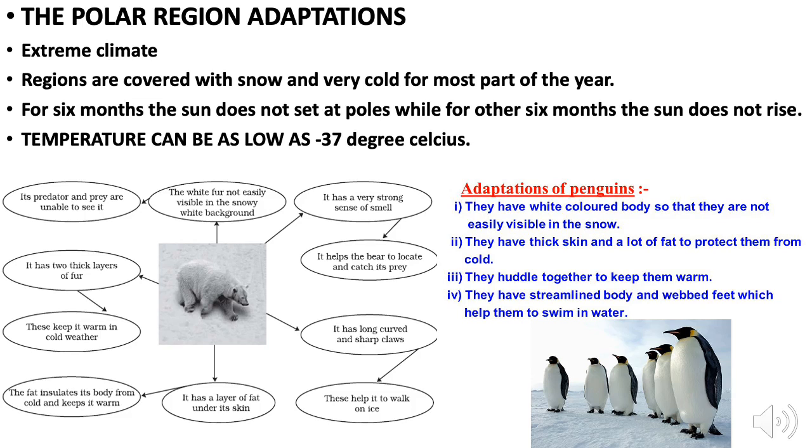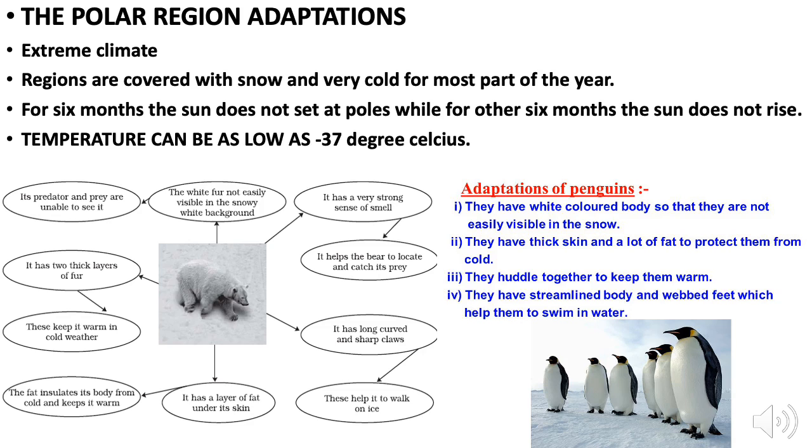Now first of all, we will start with the characteristics of the polar region. The polar region presents an extreme climate. In these regions, the areas are covered with snow. It is very cold for most part of the year. For 6 months, the sun doesn't set at the poles, while for the other 6 months the sun doesn't rise. In winter, the temperature can be as low as minus 37 degrees Celsius. Animals living there have adapted to these severe conditions.